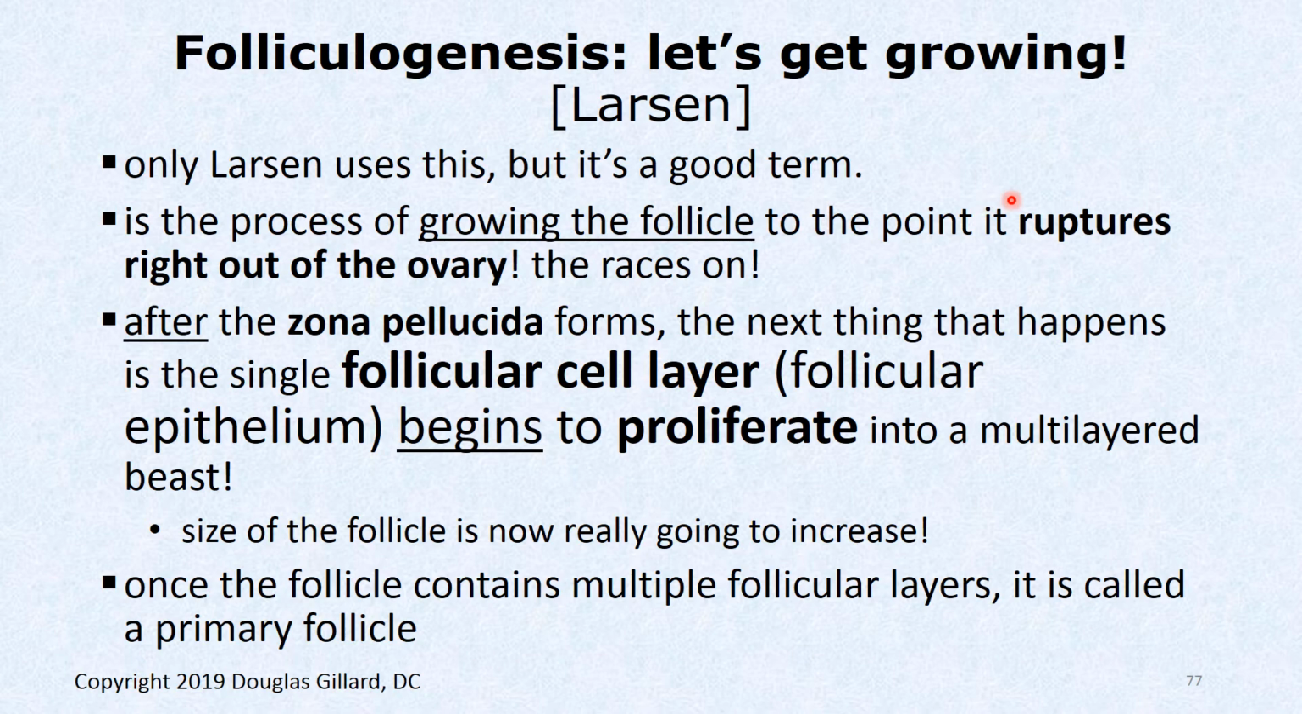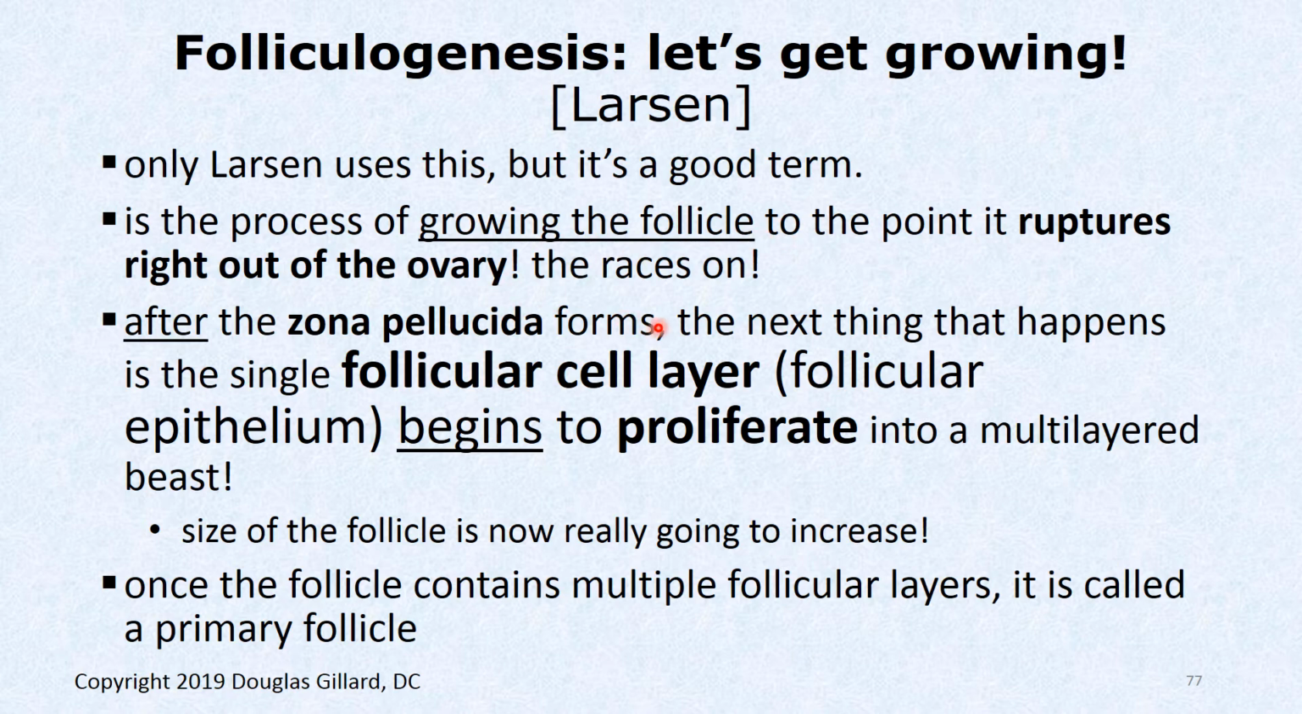So folliculogenesis, let's get some stuff growing. Now, Larsen is the only one who uses this term, but it's kind of neat because the follicle does grow. Most authors just call it oogenesis, but Larsen does. I kind of like that word. It is the process of growing the follicle to the point, the 50 of them are racing. One of them is going to get so big that it binds to the ovary, the outer membrane of the ovary, the tunica albuginea, and it actually ruptures through that outer membrane, and that one wins. But you got to grow to be the champion.